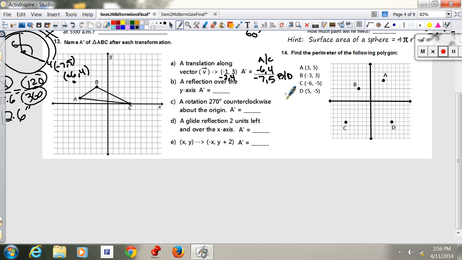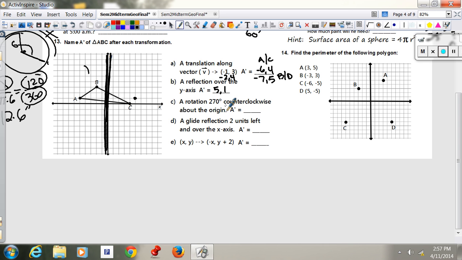All right, a reflection over the y-axis just means that you're going to fold it on this line right here. So this A would be the one going on this side, and it would be the point 5,1. That's going to be the same on both tests, 5,1.